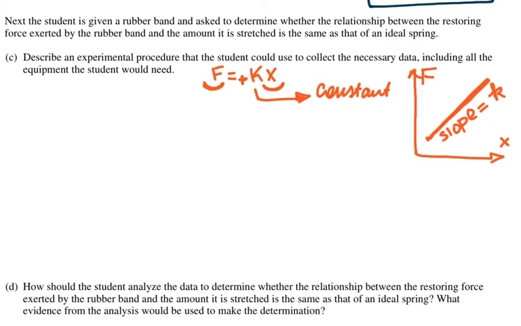So the question that C asks is, describe an experimental procedure that the student could use to collect the necessary data, including all the equipment that the student would need. So what would I need? If you are given a rubber band, then you need to attach the rubber band to something. So I will need something for that rubber band to hang on. So I need some kind of a stand.